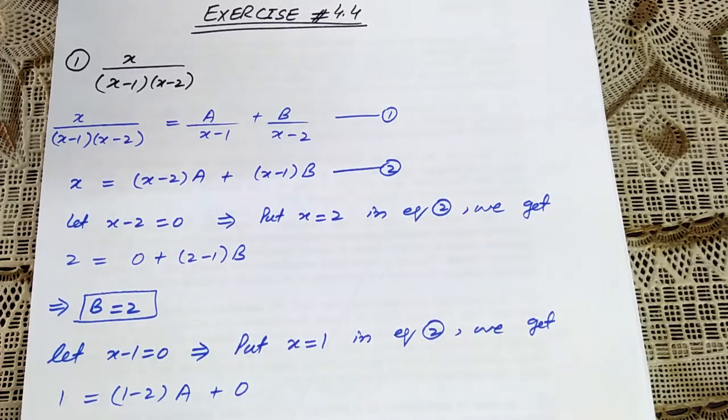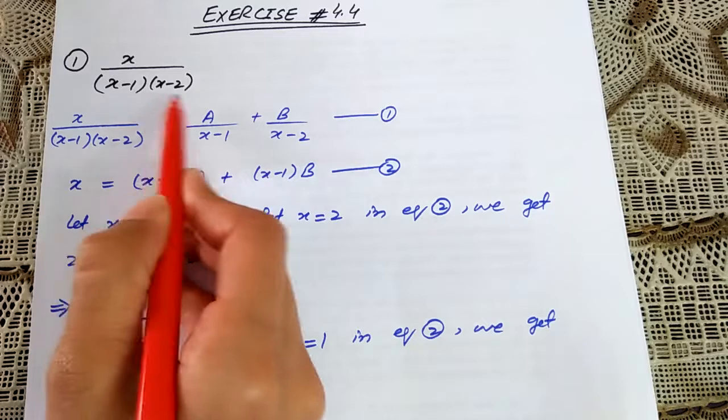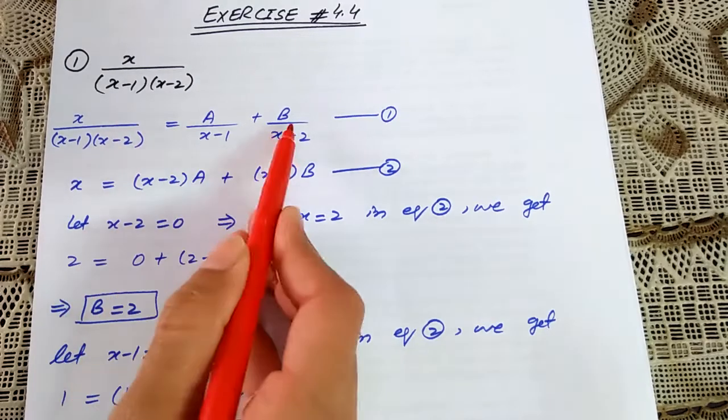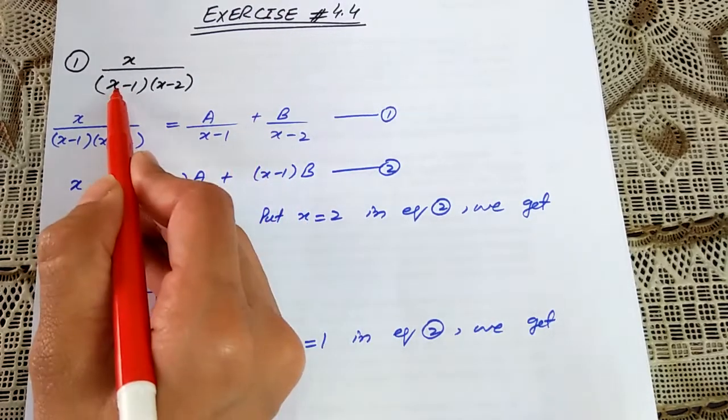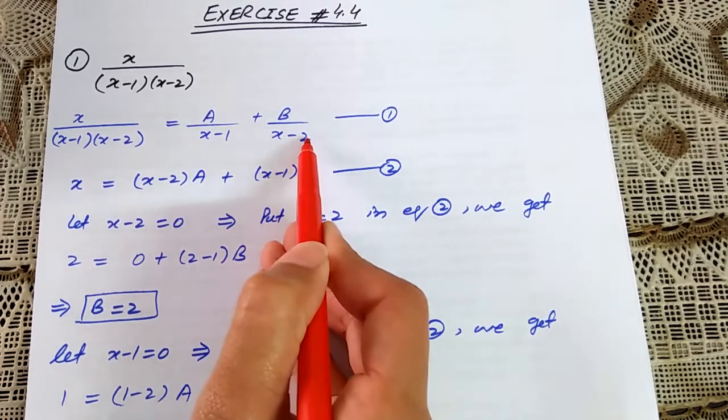Exercise 4.4, question number 1. We have to integrate x over (x minus 1)(x minus 2). Now you see our denominator is in the factorized form. We can easily find its partial fractions, and they are the simplest forms. It can be written as a over (x minus 1) plus b over (x minus 2).